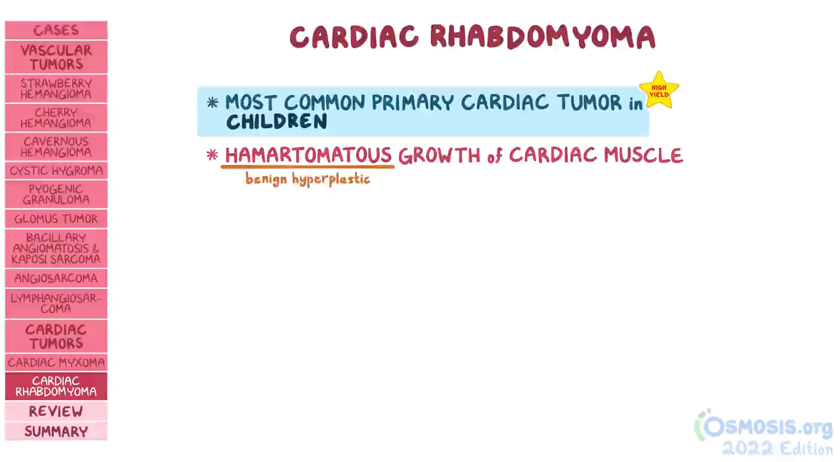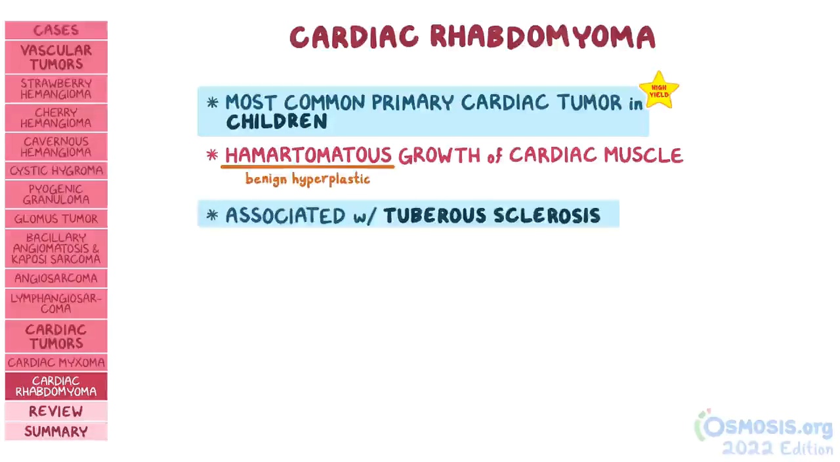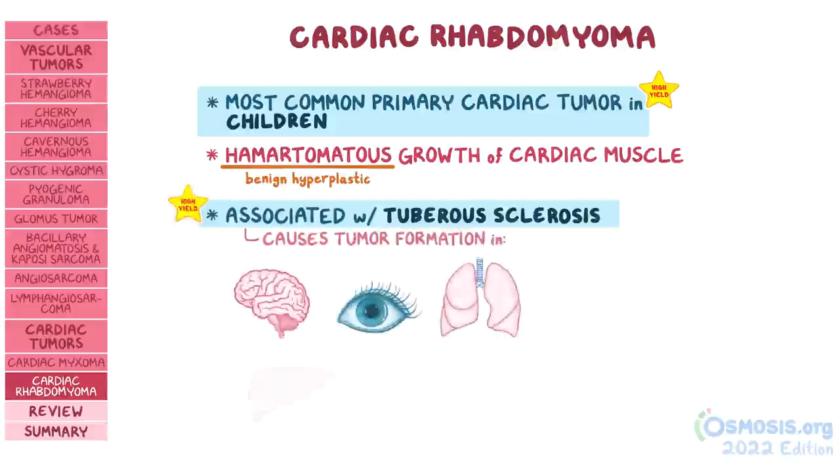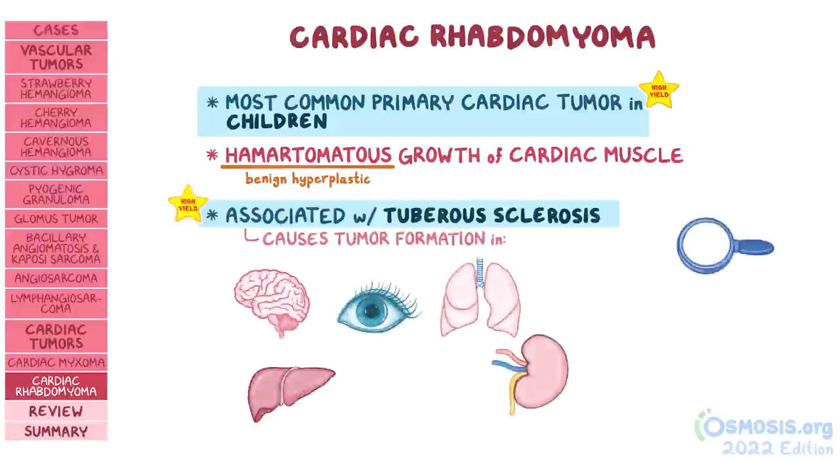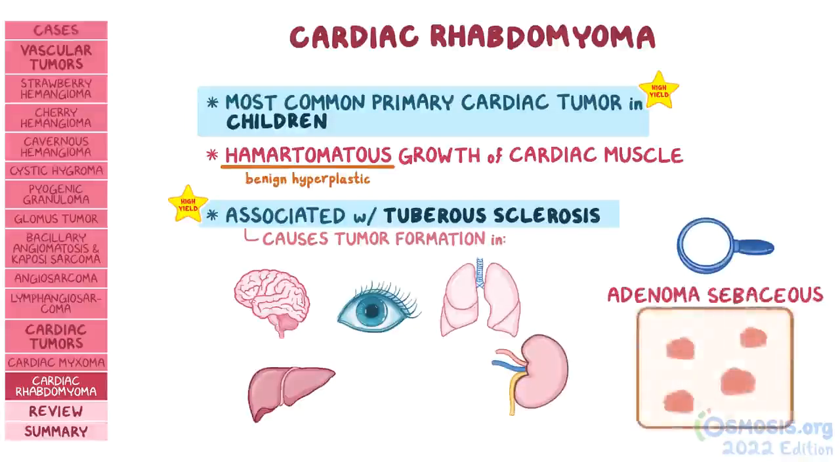The vast majority of cardiac rhabdomyomas are associated with tuberous sclerosis, a genetic disorder that causes tumor formation in various other organs like the brain, eyes, lungs, liver, and kidneys. A big clue is adenoma sebaceous, which are flat, reddish lesions on the skin that resemble freckles.